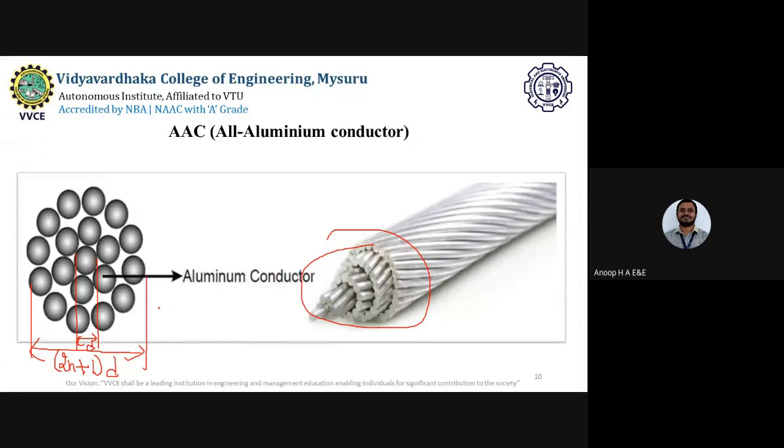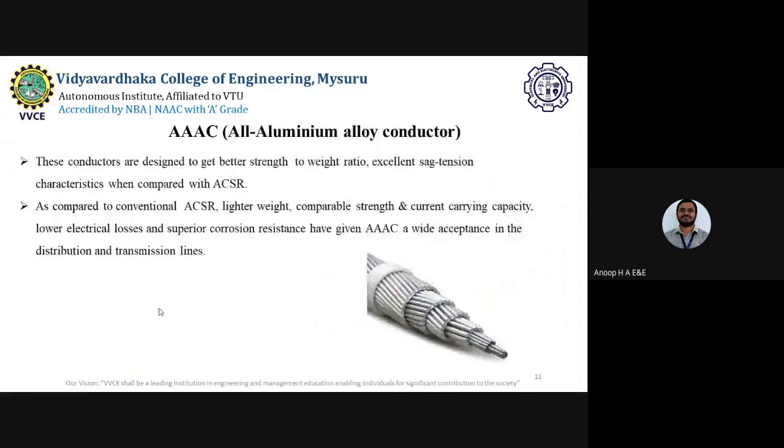Okay, now so this is triple AC, all aluminum alloy conductor. That was aluminum alloy conductor, and this is all aluminum alloy conductor there. So there is no such major difference unless you'll be having the strength of it, lighter weight, current carrying capacity, lower electrical losses, corrosion resistance.